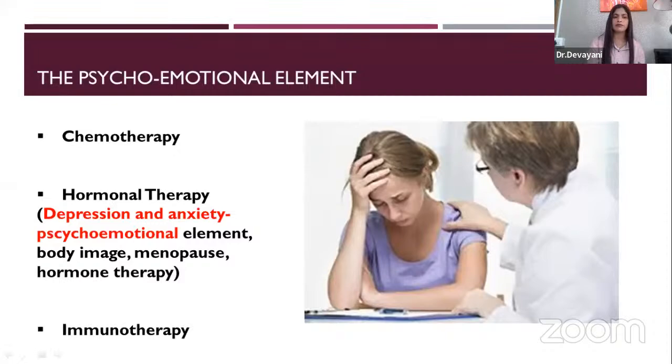Immunotherapy is one of the other treatments which is given for breast cancer treatment.